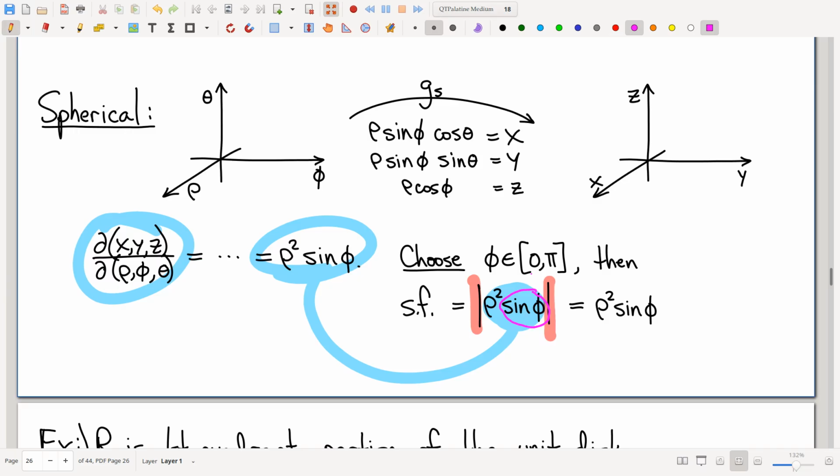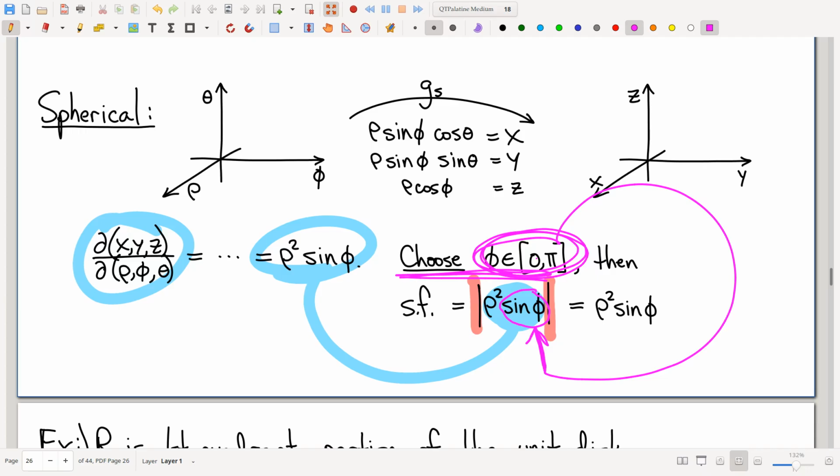And that is easily arranged by making this choice right here. And again, choice. Don't have to, but we're doing so for our own convenience. Just make sure to always choose phi between 0 and pi. That'll make sine phi positive. That'll make the inside of this absolute value positive. That makes the absolute values disappear. Everybody happy?